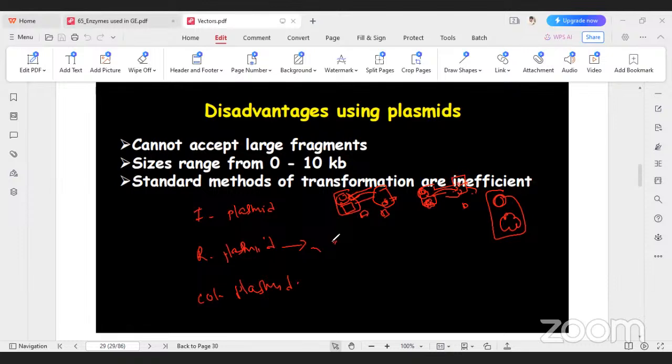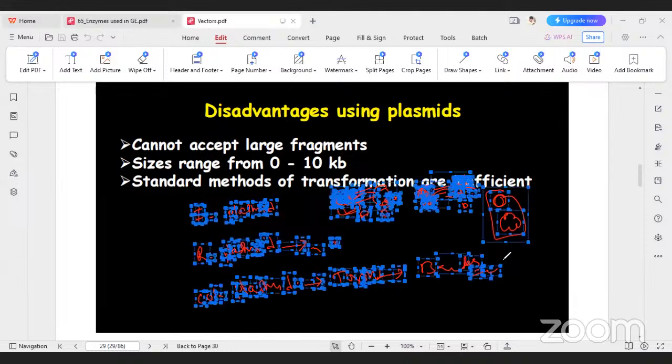Then the col plasmids, which contain genes that code for bacteriocins, proteins that kill bacteria. And toxin plasmids, which produce toxins that kill pathogens or bacteria. So these are the different types of plasmids. And next one, cosmid vectors.